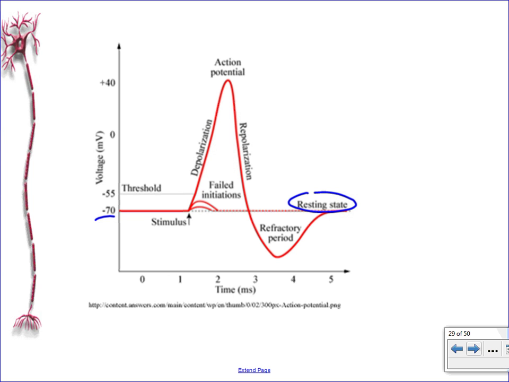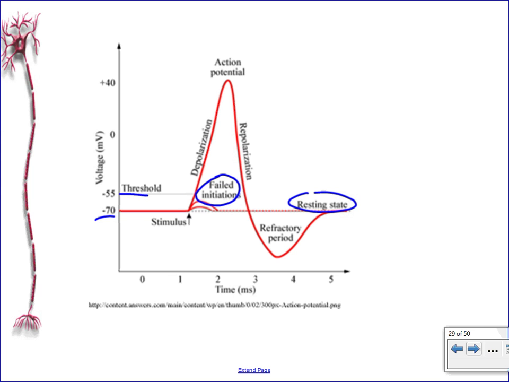Now these ones here, these failed initiations, that's if there's not enough stimulation for sufficient ligand-gated sodium channels to open up. Insufficient sodium rushes in to reach the threshold, and the neuron is just kind of saying, well, no, I'm not going to send a message, so it goes back down to the resting state.